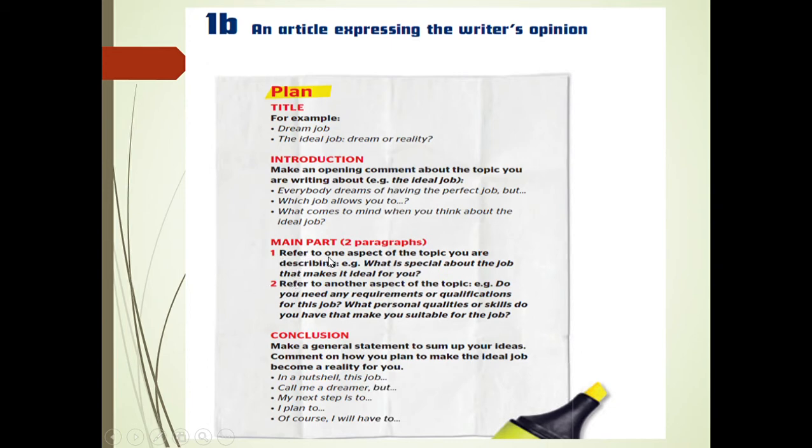The first one refers to one aspect of the topic you are describing. For example, what is special about the job that makes it ideal for you? What's its value for the society? And what are the advantages or benefits for you? Then another paragraph refers to another aspect of the topic. For example, do you need any requirements or qualifications for this job? What personal qualities or skills do you have that make you suitable for this job?